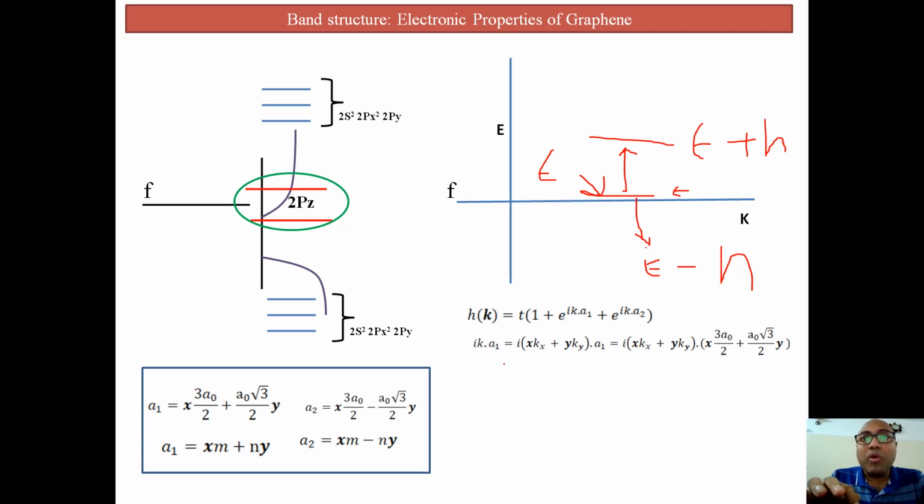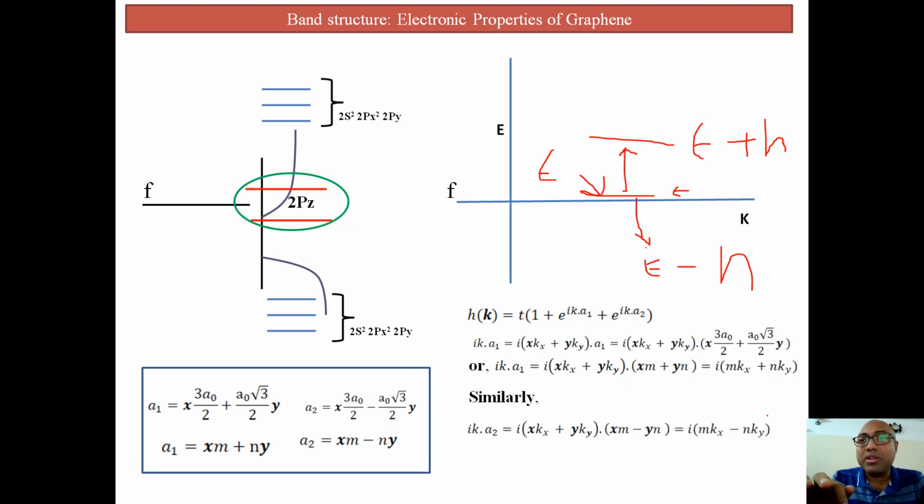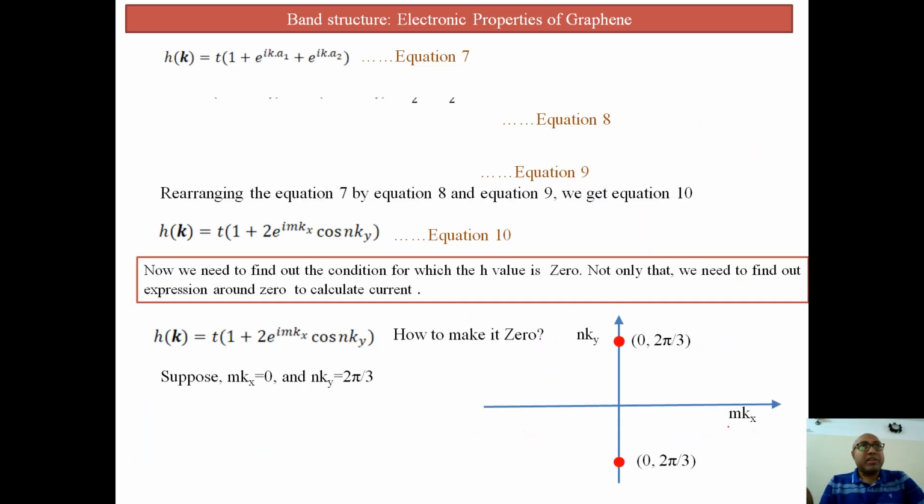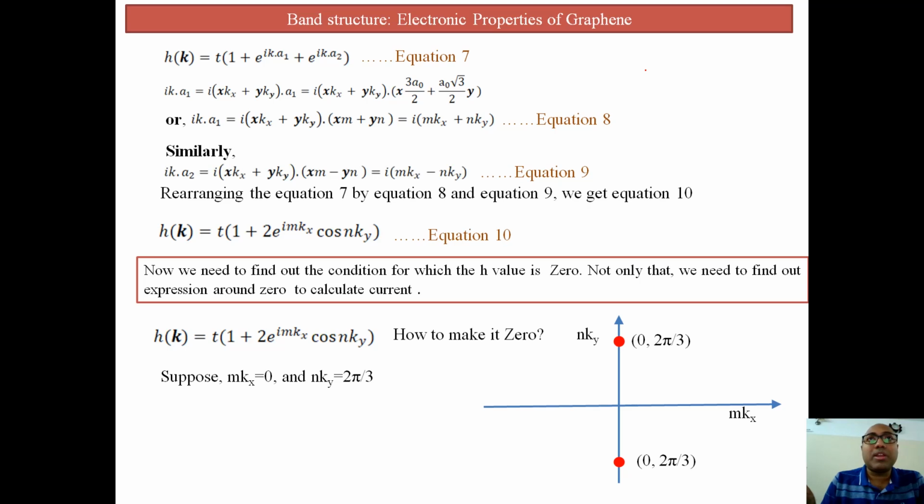Now what is ik1? Since graphene is a two-dimensional material, k means kx plus ky. And a1 is equal to a1, so what is a1? It is xm plus ny. Do the dot product, and you will end up with mkx plus mky. Similarly ik a2, if we do the dot product, we will end up with minus. So that means you have an H matrix. After rewriting all this, ik1 looks like this one and ik2 looks like this one.